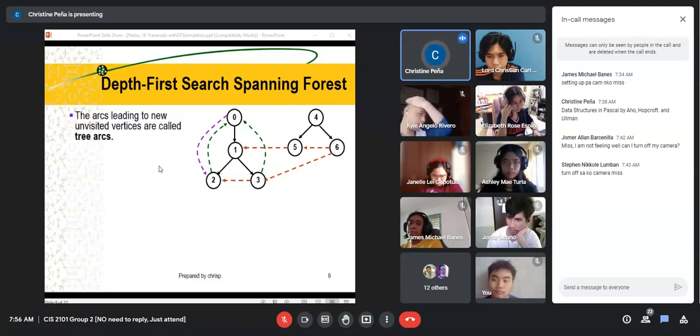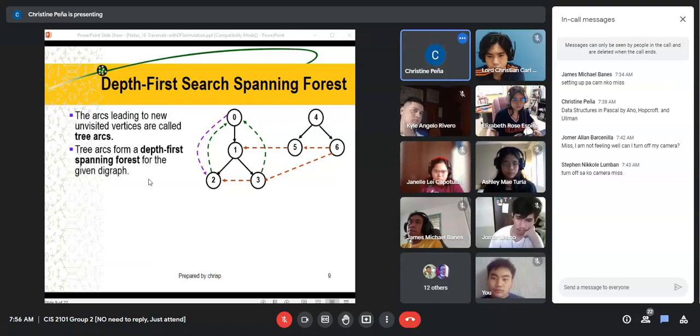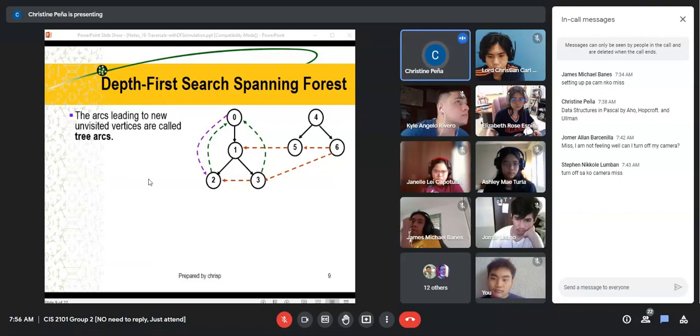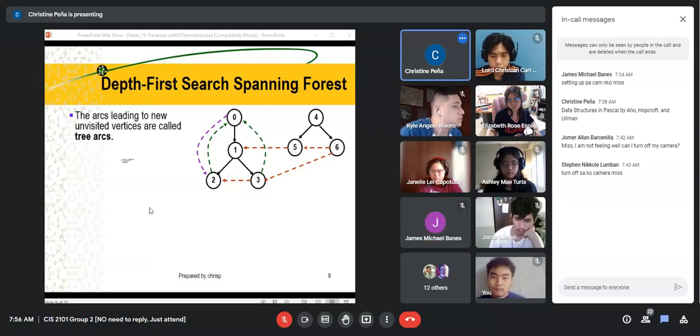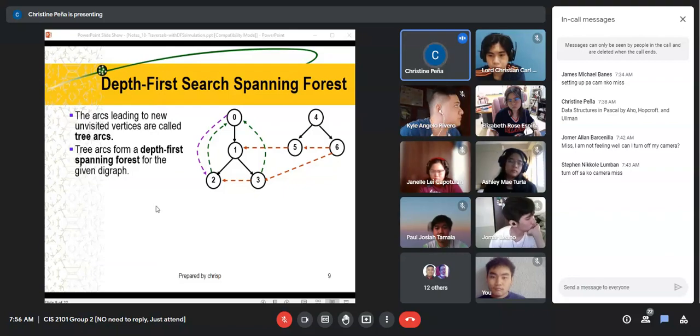So what are these colored arcs and black arcs? We have what we call tree arcs. The arcs leading to new unvisited vertices are called tree arcs. So first, the black solid arcs are called the tree arcs. In your DFS spanning forest, only these black arcs will appear. So there are 1, 2, 3, 4, 5 arcs. And then these arcs form a depth first spanning forest for the given diagram.